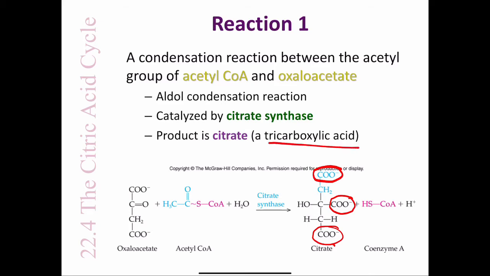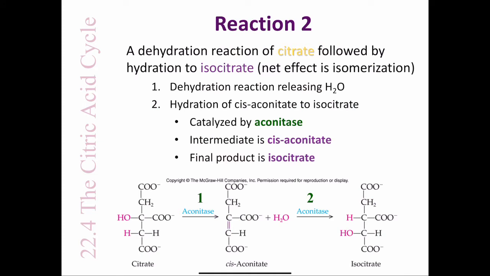cycle comes from. In reaction 2, the enzyme aconitase catalyzes the dehydration of citrate, producing cis-aconitate. The same enzyme aconitase then catalyzes addition of a water molecule to the cis-aconitate, converting it to isocitrate. The net effect of these two steps is the isomerization of citrate to isocitrate.